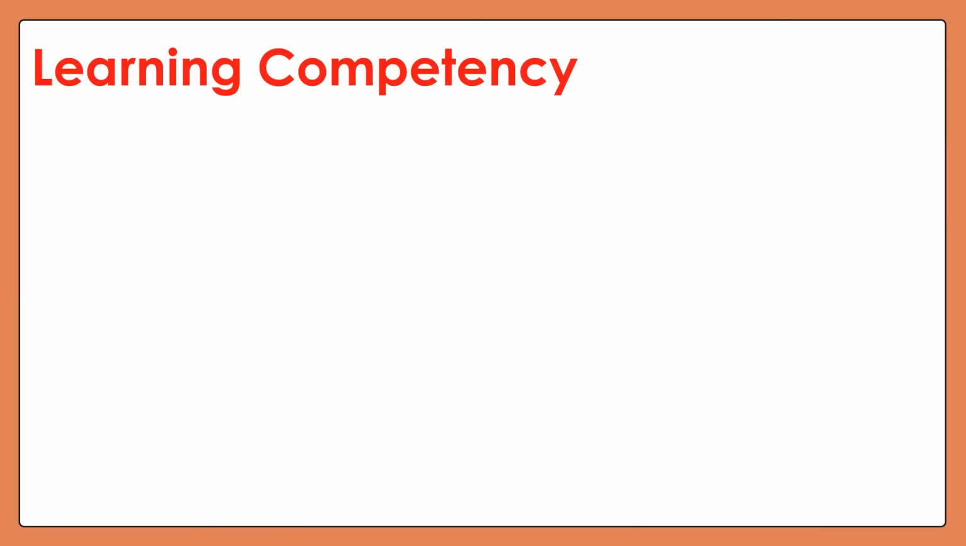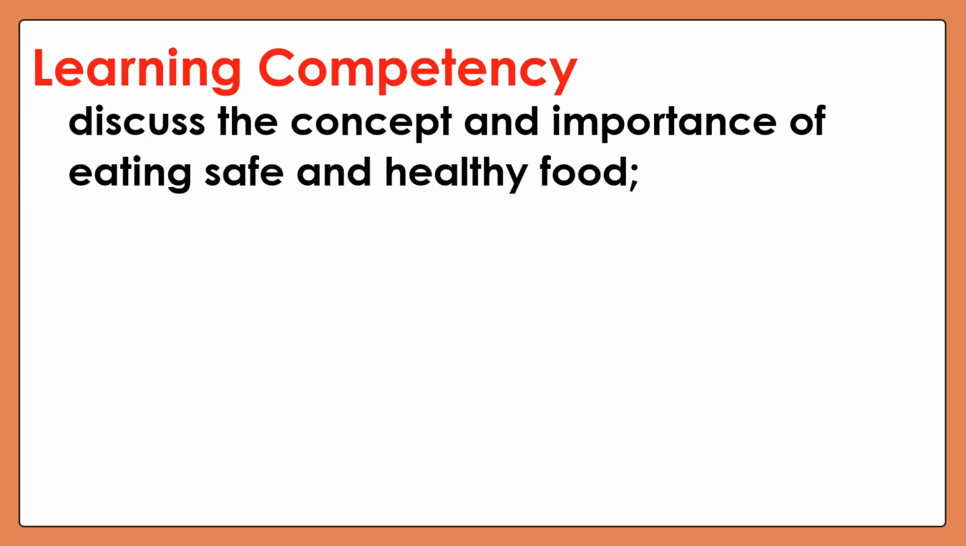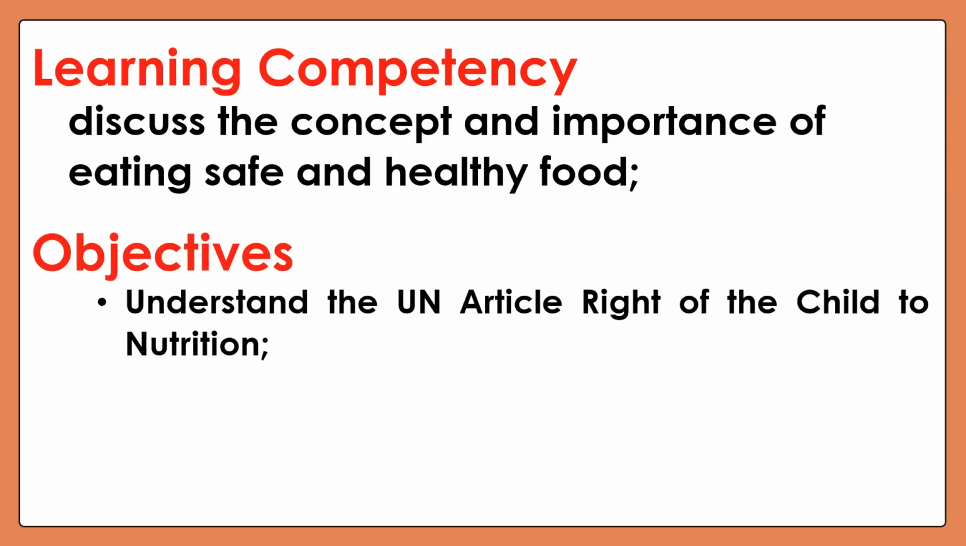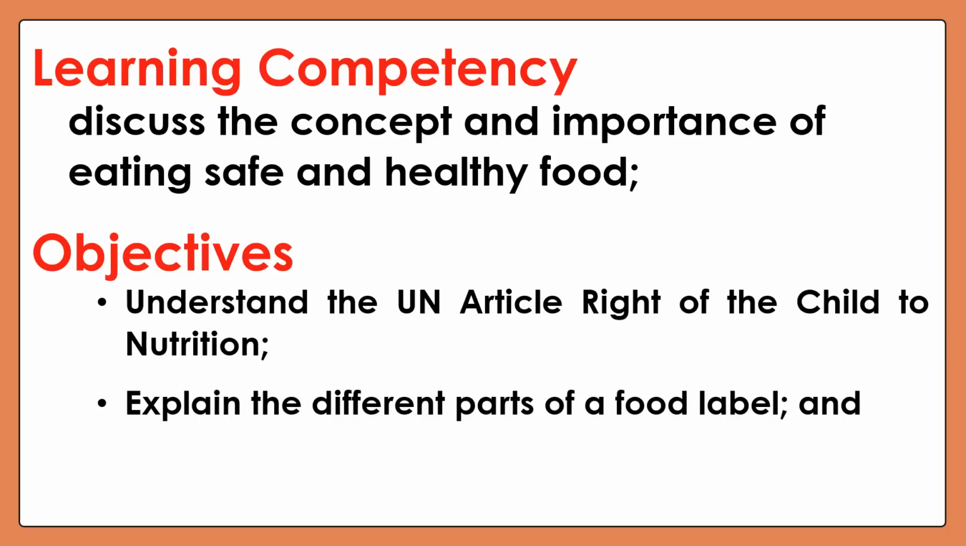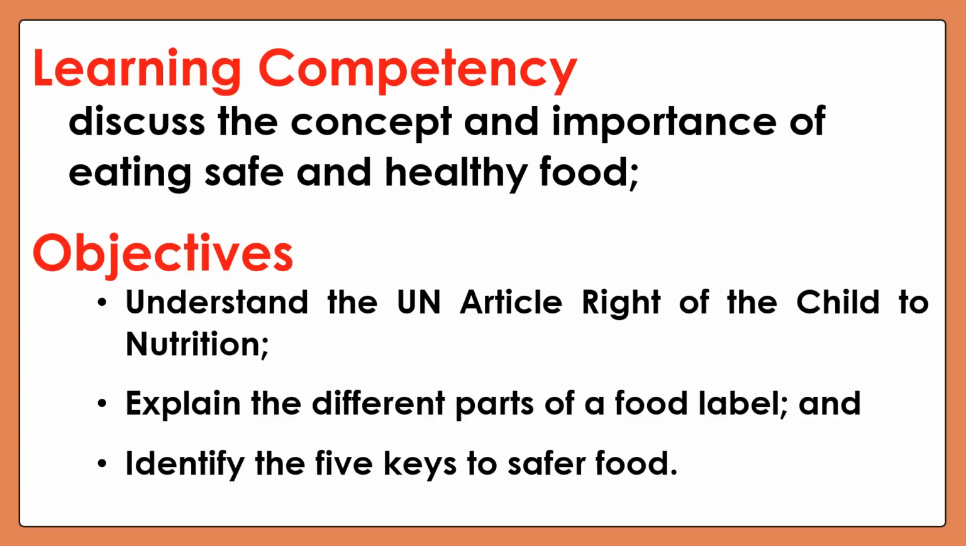Learning competency. Discuss the concepts and importance of eating safe and healthy food. Objectives. Understand the UN article Right of the Child to Nutrition. Explain the different parts of a food label. And identify the 5 keys to safer food.